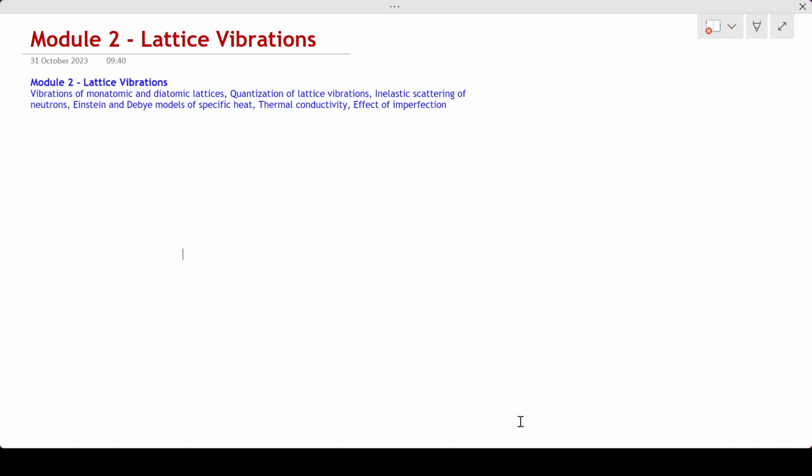So first of all, we'll just see what lattice vibration is all about. Lattice vibration means, as you already know, vibration of atoms in a particular solid. Our entire discussion is mainly on the different properties of solids. In that solid, if there is a vibration of atoms, the discussion will be on vibration of atoms in the solid.